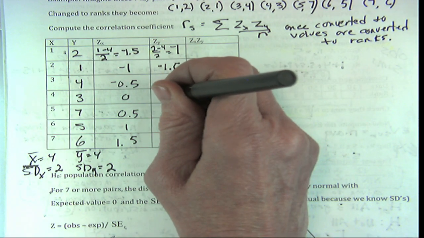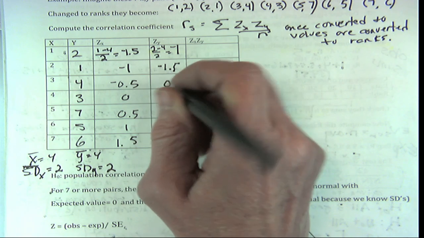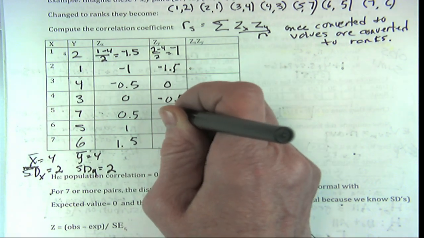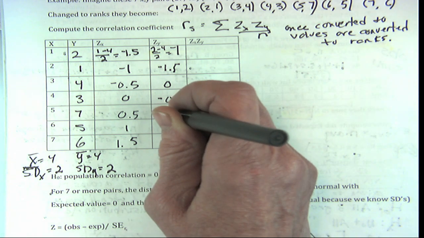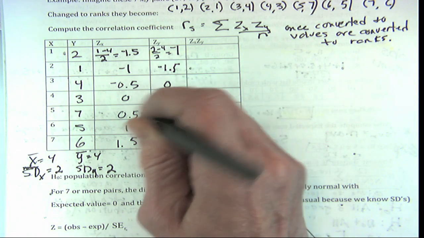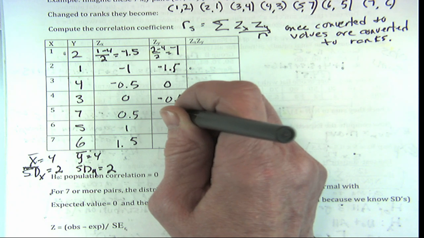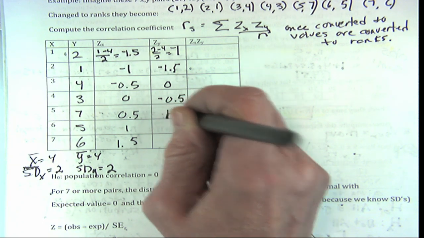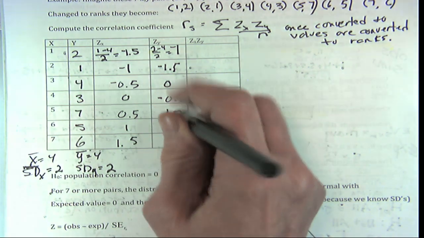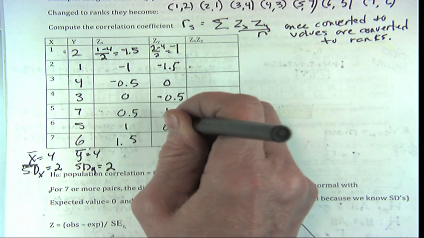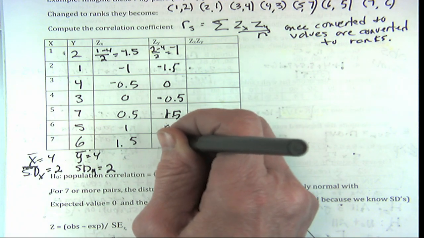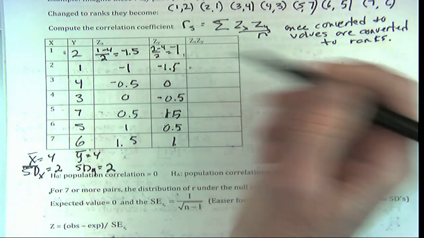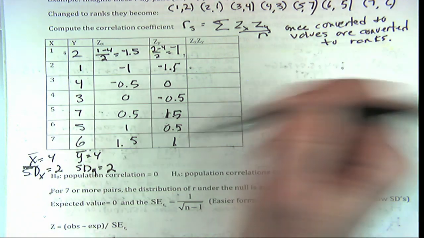And 3 is going to be negative 0.5. And 7 will be 1.5, right? 1.5. And 5, these are 0.5. And this is 1. Do they all sum? Yep. They all sum to 0.